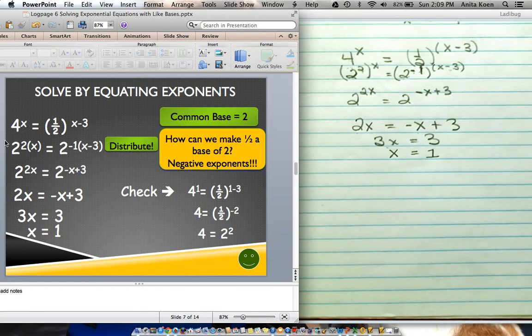Again, we're going to check our answers, and that's what we did right here on the right-hand side of the screen. We said 4 to the first power is equal to 1/2 to the 1 minus 3. I took these x's out and put this answer of 1 in place of the x. So 4 to the first is just 4. 1 minus 3 is negative 2. 1/2 to the negative second power means the reciprocal of 1/2, which is 2, squared. So the reciprocal of 1/2 squared is 2 squared, or 4. So this checks.